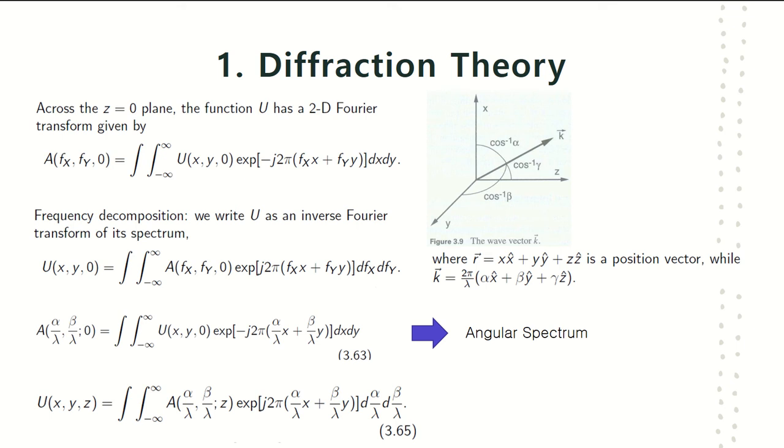and fy equals y over lambda z. So we can replace fx and fy with alpha over lambda and beta over lambda, where alpha and beta are direction cosines, and then we can get equation 3.63. This is called the angular spectrum of the disturbance u(x,y,0). And similarly, u(x,y,z) can be written like this by using alpha and beta.